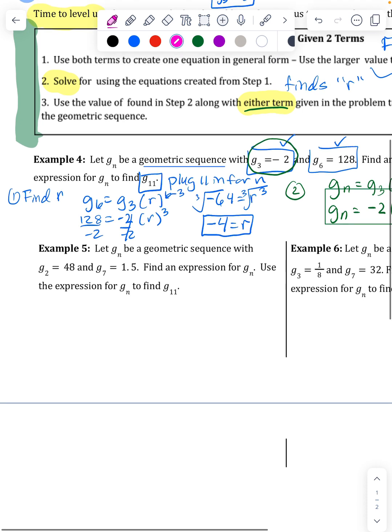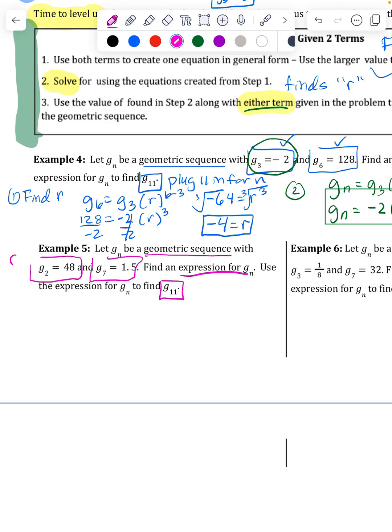All right, so this is going to give us a chance to practice some of this. Look at that, it's geometric. I know the second term and the 7th term. I'm going to need to find R. Once I find R, secondarily, I'll find an expression, and when I'm done with that, I'll plug it in.